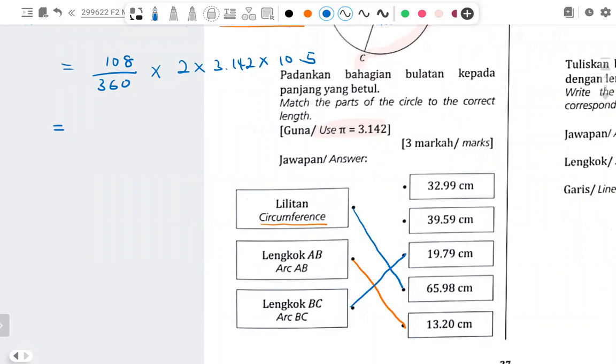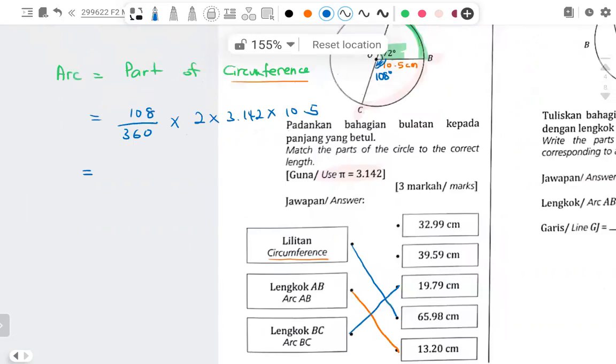So paper 1, paper 2 objective is the same. Section A, B, or C, it's the same answer, same working.